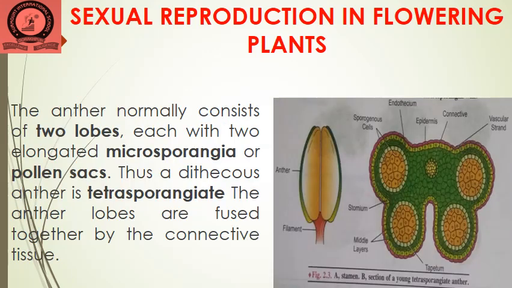Now in front of you is a TS of a tetrasporangiate anther. You can clearly see that normally an anther consists of two lobes, each with two elongated microsporangia or pollen sacs. So you can say that a dithecous anther is tetrasporangiate, and the anther lobes are fused by the connective tissue. In the center you can clearly see the connective tissue.